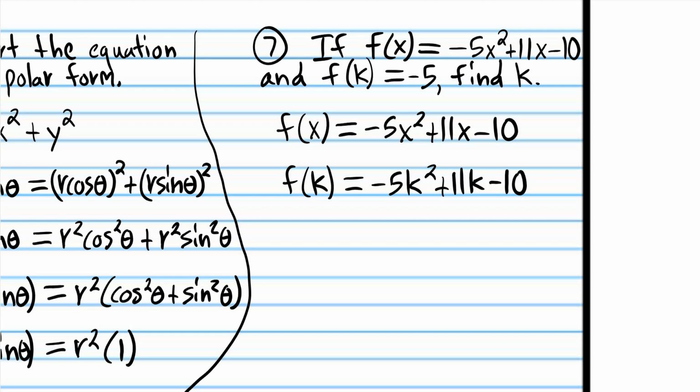But now, what this information tells us is that if k is your input, negative 5 is your output. So if k is the input, the blue output should be negative 5. So what that means is that we can rewrite the equation and say that f of k is negative 5, because that's exactly what it says up here. f of k is negative 5.